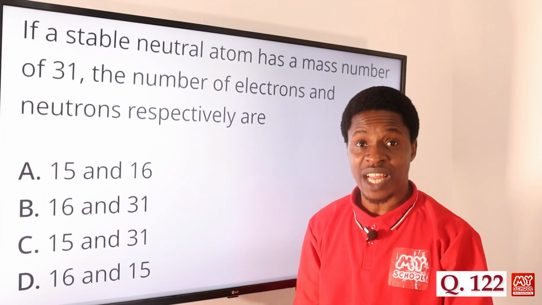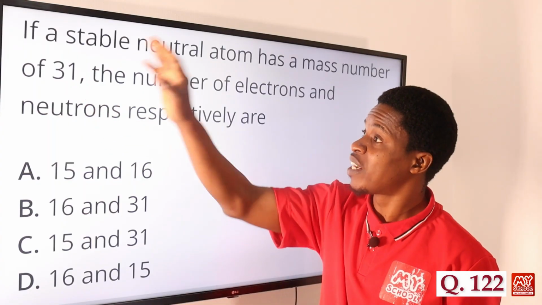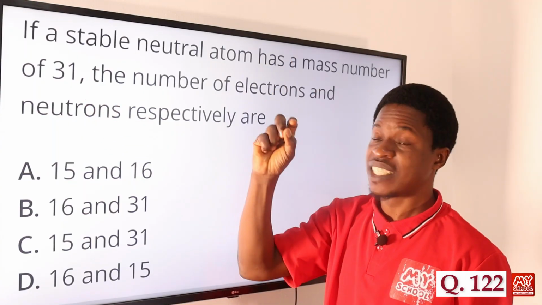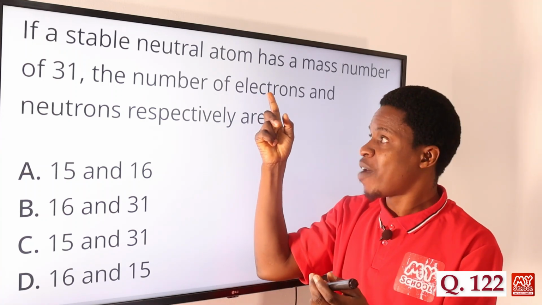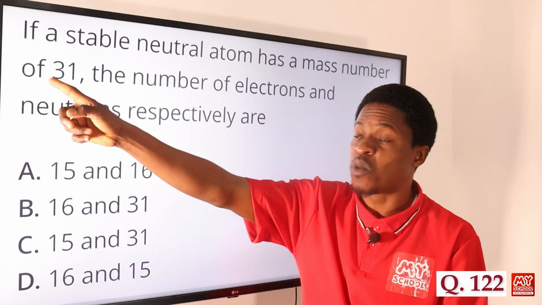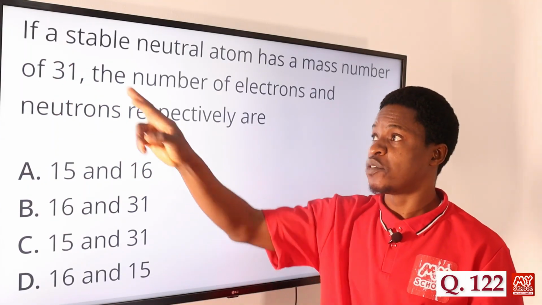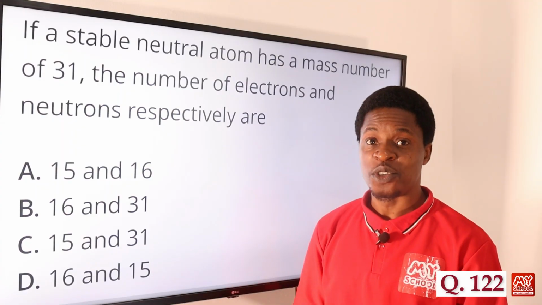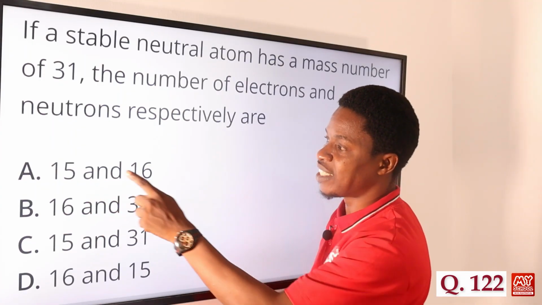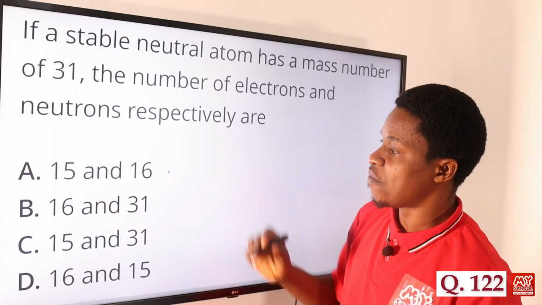Alternatively, you can use the elimination method. We have 31 as the mass number, okay? Which means the number of electrons must be equal to the number of protons, and the number of protons plus the number of neutrons must be equal to 31. So sum up the two numbers in each option. If it gives you 31, then you can leave it. If it does not give you 31, or gives you more, you eliminate. Option A says 15 and 16. 15 plus 16 will give us 31, okay? So this one, we can leave.